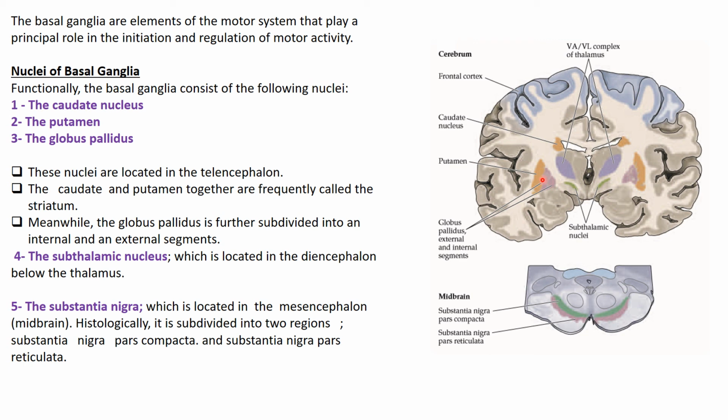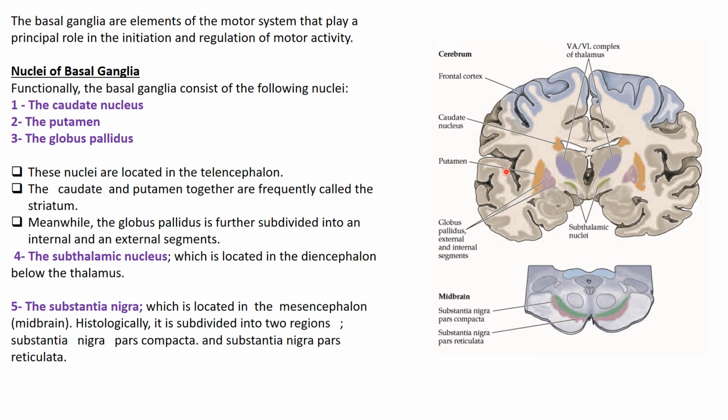The fourth nucleus is the subthalamic nucleus, and this is present in the diencephalon below the thalamus. The last nucleus is the substantia nigra, which is present in the mesencephalon, and is formed of the substantia nigra pars compacta and substantia nigra pars reticulata.